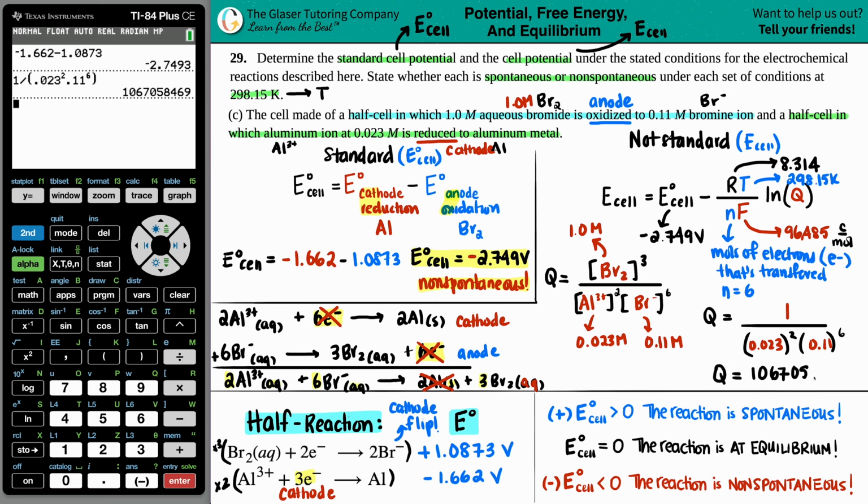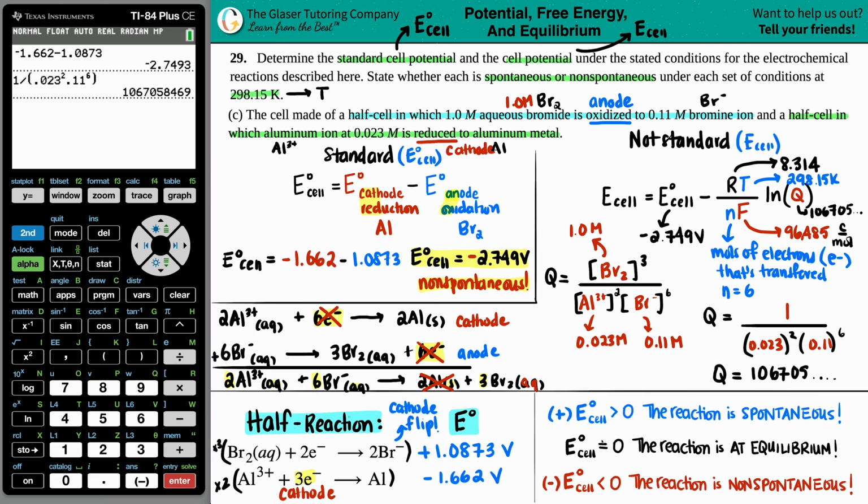106705. And more numbers. So that's the Q. Keep in mind that this is not the final answer, so you really shouldn't be rounding. That's another reason why I love the TI-84, because I can just keep pulling stuff down here, right?